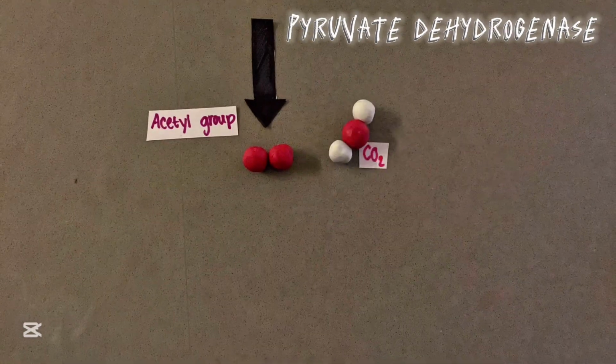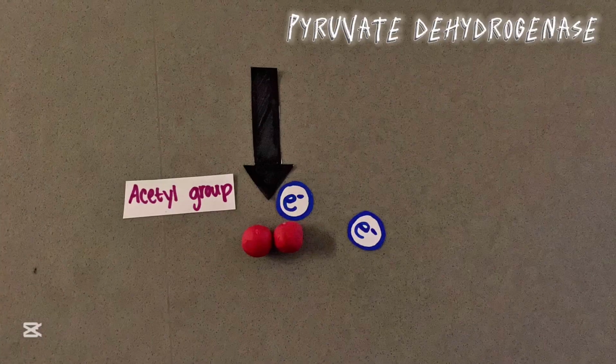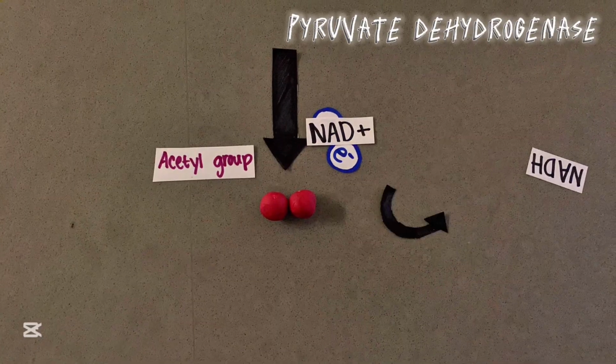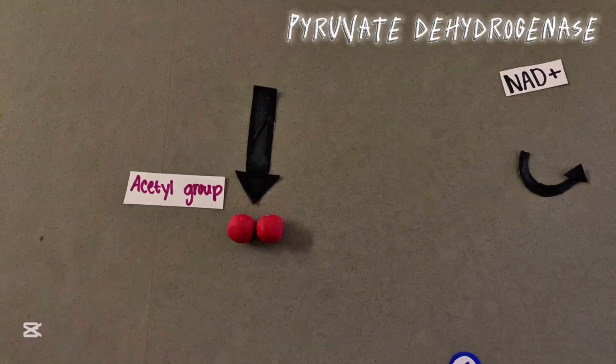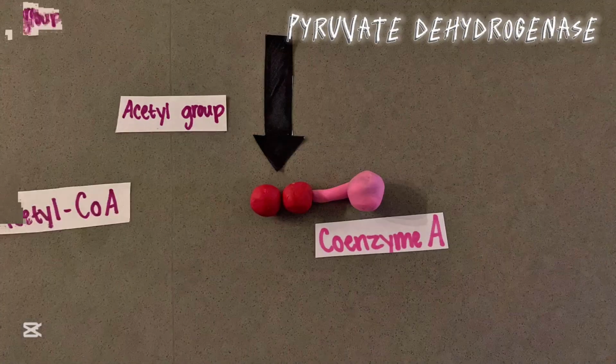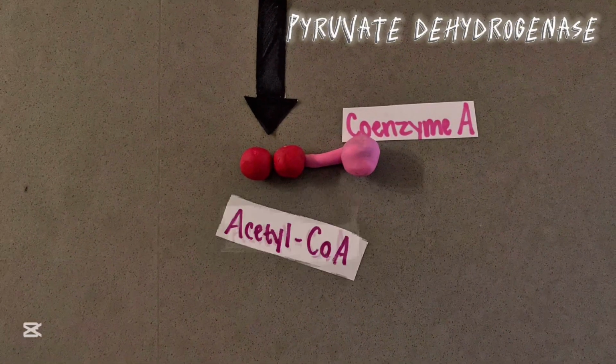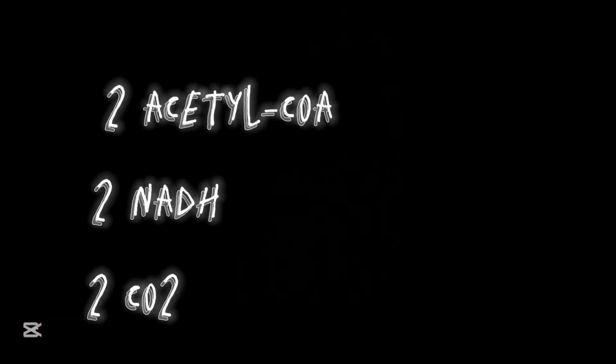The 2-carbon molecule then gets oxidized, and NAD+ is reduced to NADH by capturing the high-energy electrons released from the oxidation of pyruvate. The acetyl group is then attached to coenzyme A, forming acetyl-CoA. At the end of pyruvate oxidation, we created 2 acetyl-CoAs, 2 NADHs, and 2 CO2s, carbon dioxide, that was released.